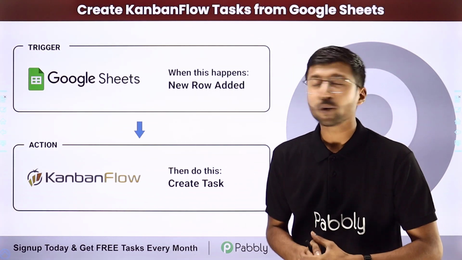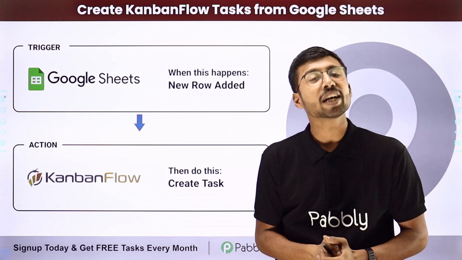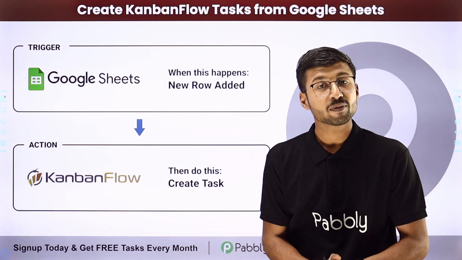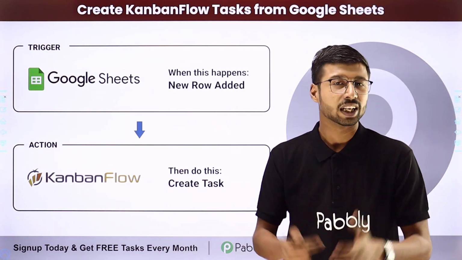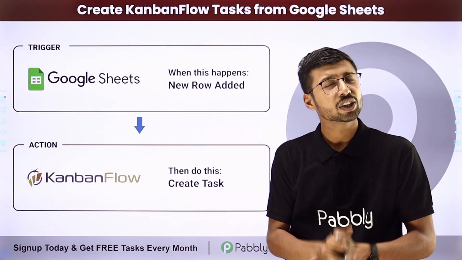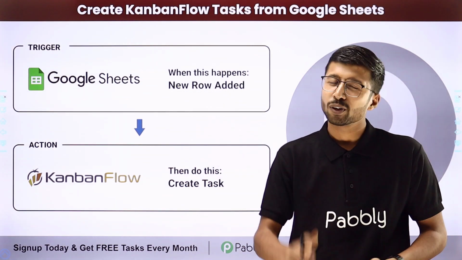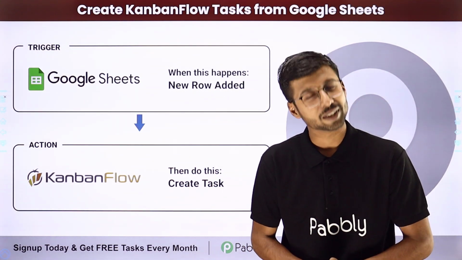So in this video, we are going to learn how to create KanbanFlow tasks from Google Sheet. Now suppose, you and your team members use KanbanFlow to manage all the tasks and projects. And you want, whenever you add a new row of data or task details into Google Sheet, to create a new task in KanbanFlow with the same details. Now let me tell you, you can completely automate this process.